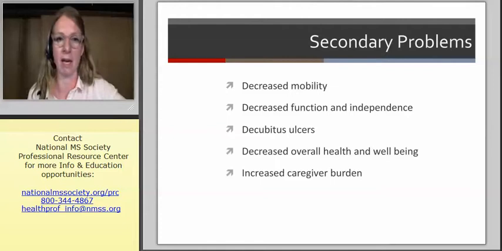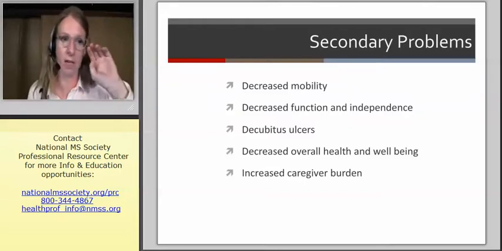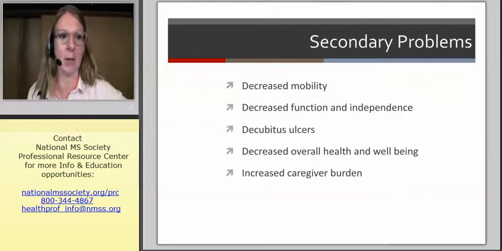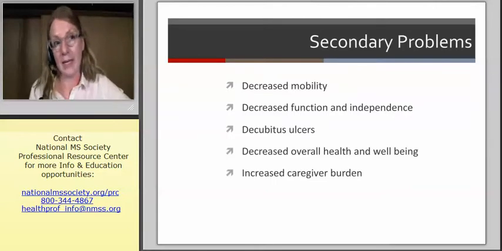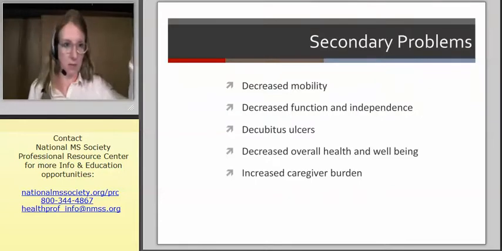When the hand becomes more in a fisted position, it becomes very difficult to use it, and function can be greatly affected by that. Decubitus ulcers: anyone that works with people that are stationary for long periods of time or works in long-term care can have lots of first-hand experience with this, that spasticity and poor positioning causing lots of problems with decubitus ulcers. Decreased overall health and well-being. This is kind of the sequelae of the decreased mobility.